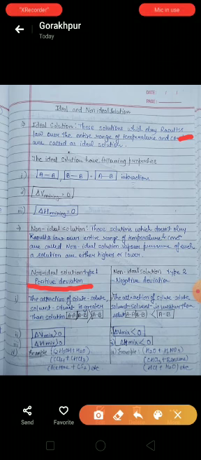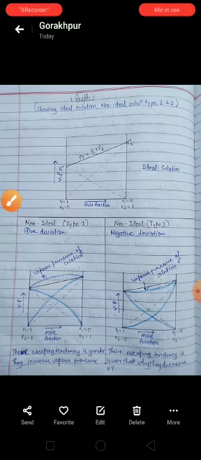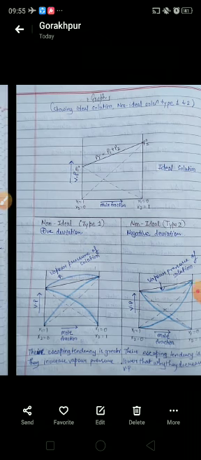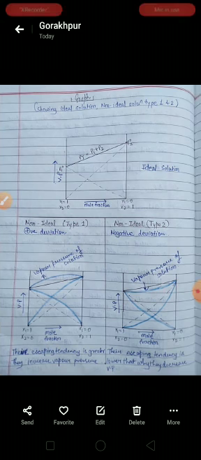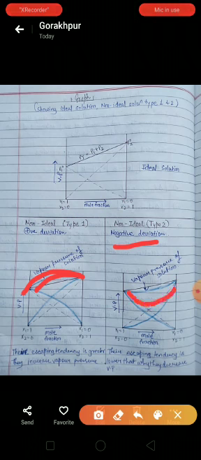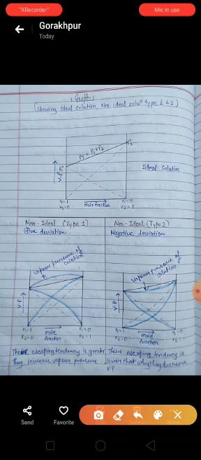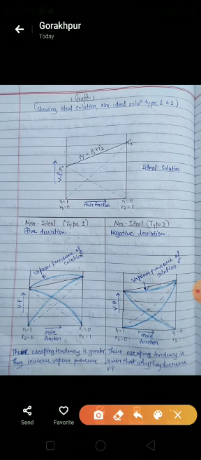You can see this here in the graph. The vapor pressure of the solution is higher. Look here, the vapor pressure of the solution is higher, and for negative deviation, the vapor pressure of the solution is lower. Students, take a screenshot of this page. I am holding it for 1 minute. This is the graph of ideal solution and non-ideal solution, type 1 and type 2.